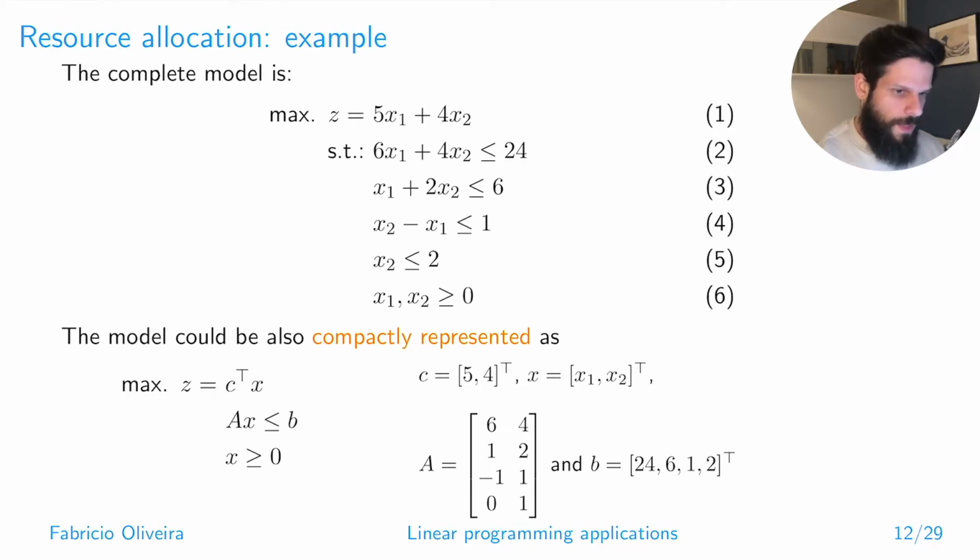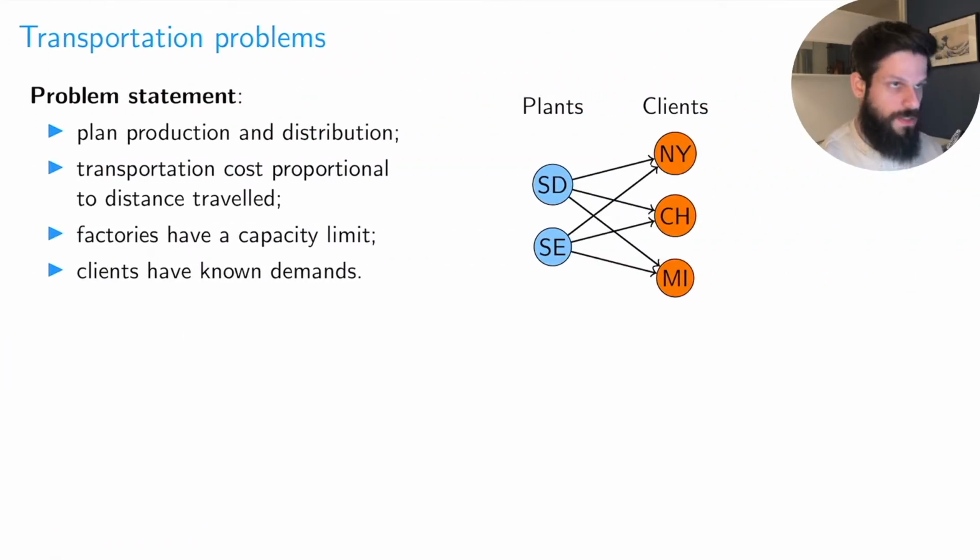Right. The other type of problem that we have that is quite interesting, in the sense that it appears quite often and has interesting practical applications, is transportation problems. So basically, transportation problems involve the definition of a production plan.